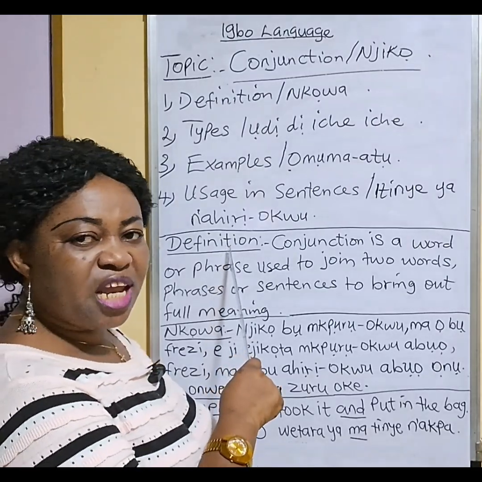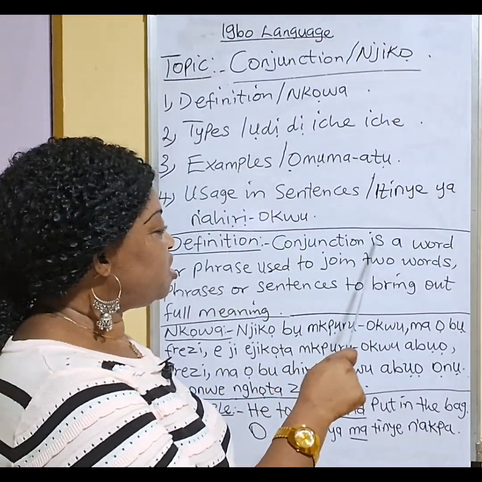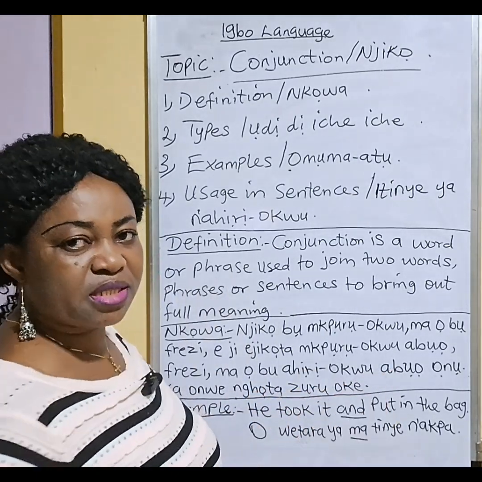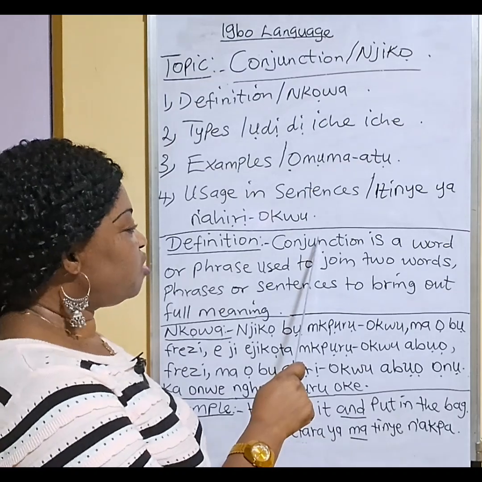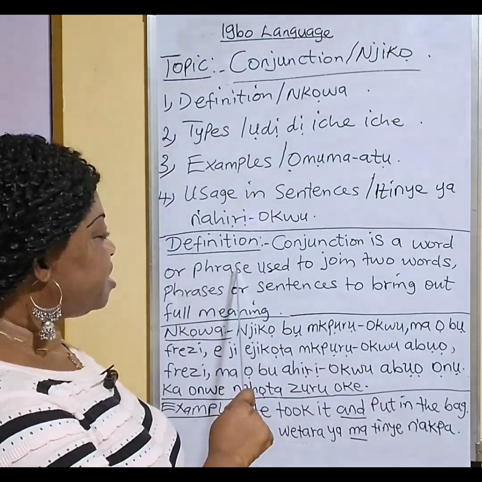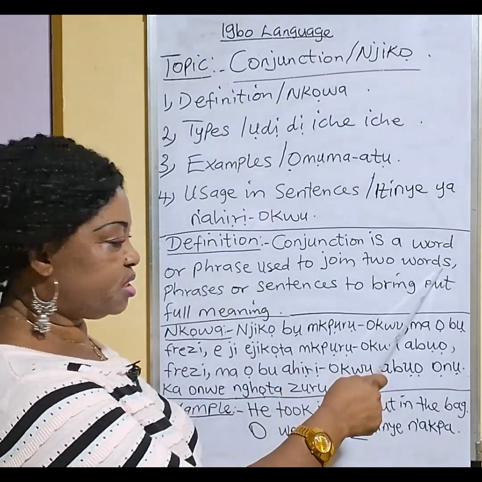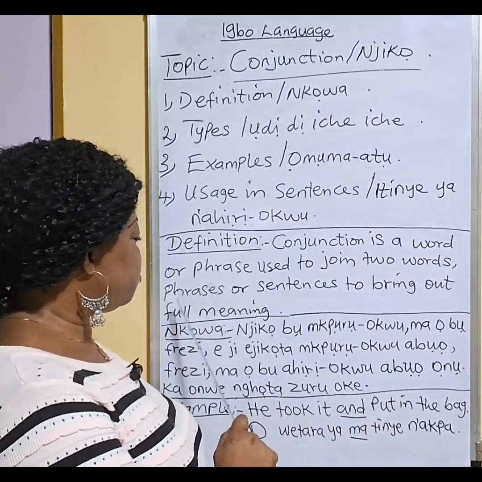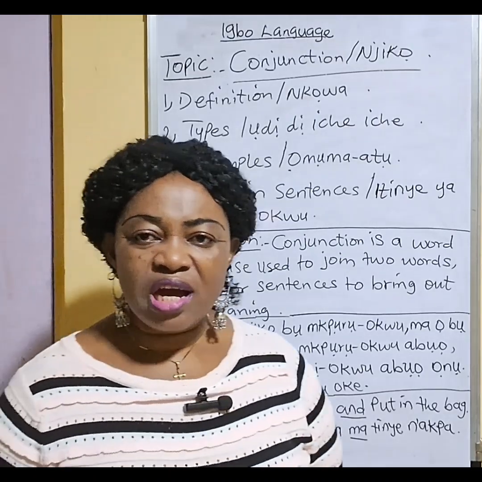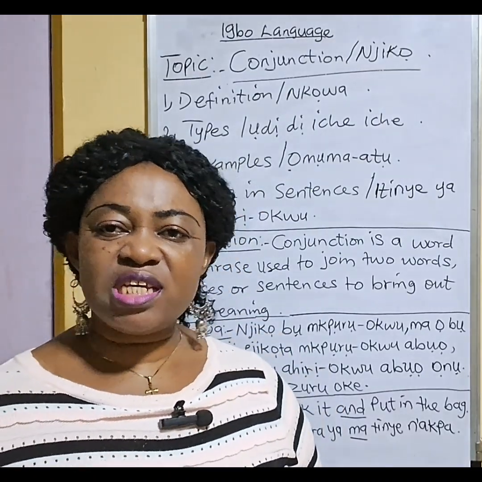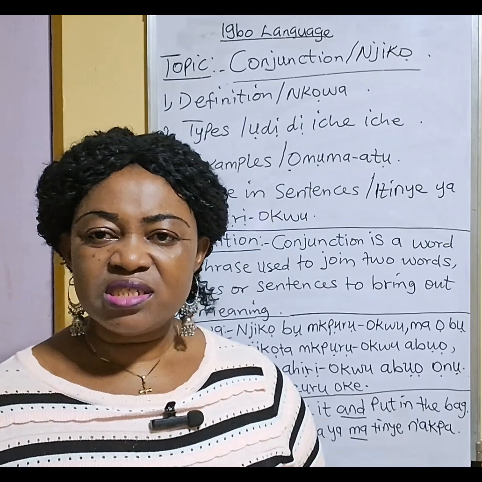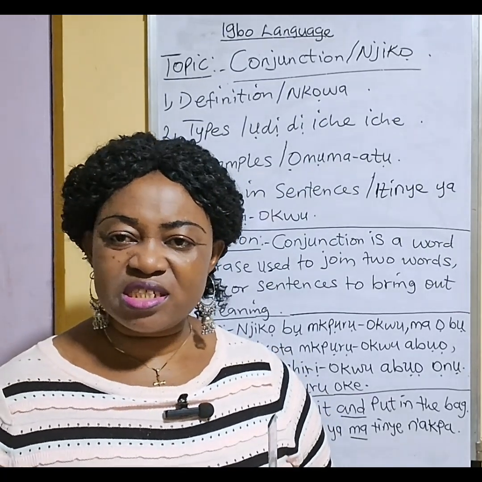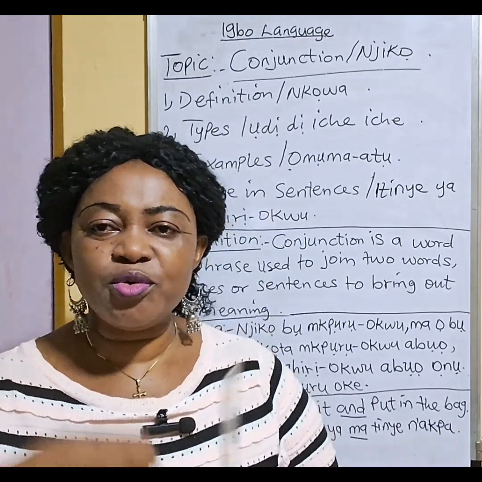Definition. Class, repeat after me. Conjunction is a word or phrase used to join two words, phrases or sentences to bring out full meaning. Have you seen it? That conjunction is a word or phrase we use to join two phrases or two sentences or two words to have full meaning.